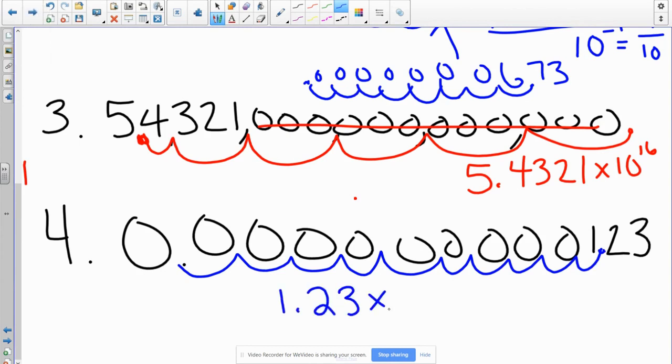So that's 1.23 times, remember it's always the base of 10. And since it's a small number, or because I moved the decimal to the right, I'm going to put it to the negative 10th power. So I'm just going to count one more time, make sure I did it right. 1, 2, 3, 4, 5, 6, 7, 8, 9, 10 to the negative 10th power. And that is how you write very large numbers or very small numbers in scientific notation.